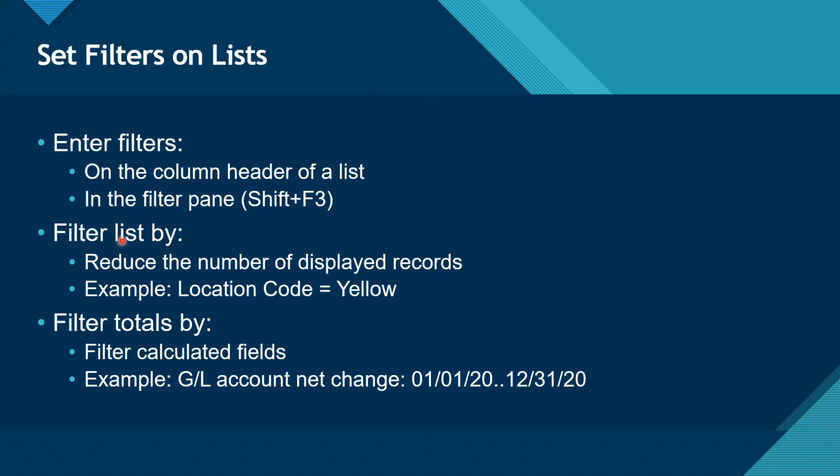Second is filter list by. If we have to filter any list by, we can put the filter for the location code yellow, so that we will get the filtered list based on the filter criteria. Third, in our customer list, we can filter based on the predefined calculated fields. For example, in the chart of accounts, we can see the filtered amounts based on the GL account for net change from 1st of January 2020 to 31st of December 2020.